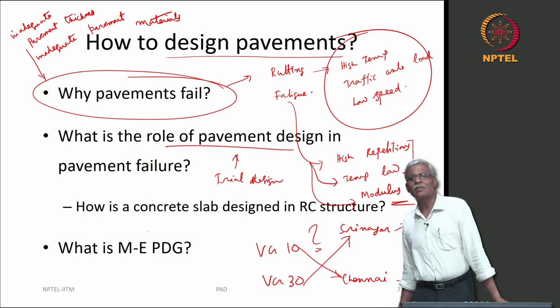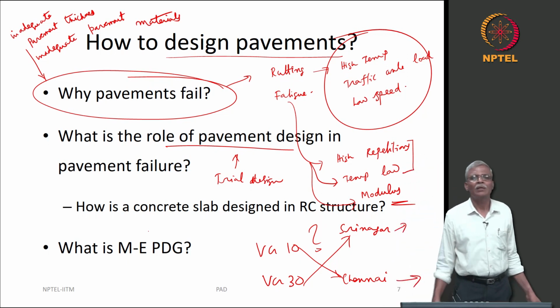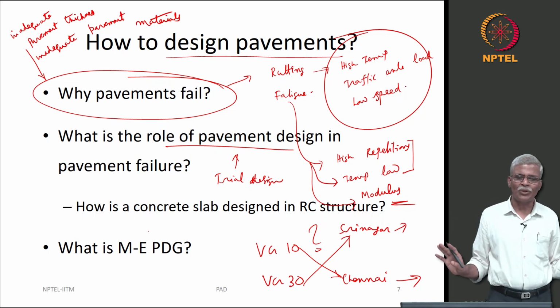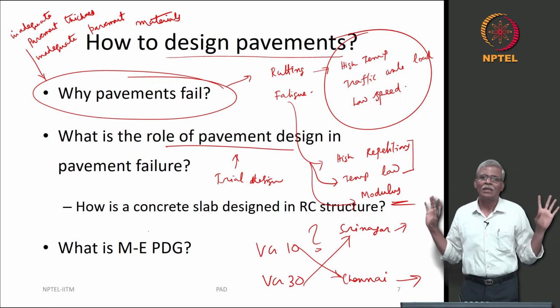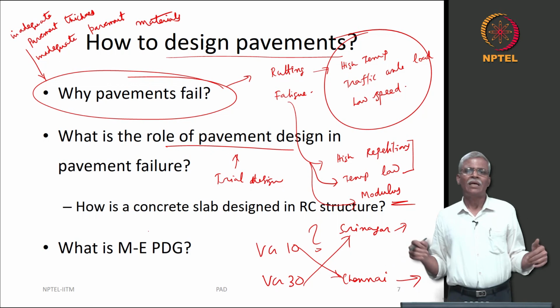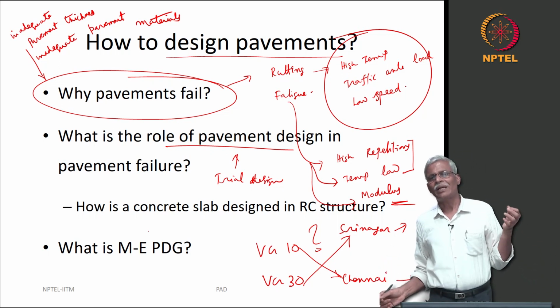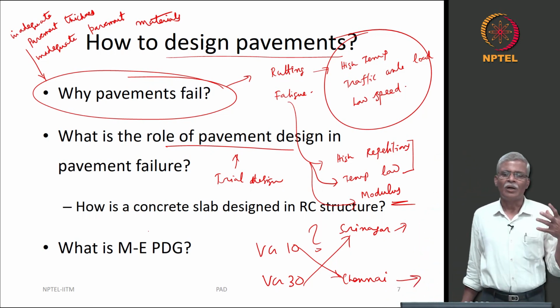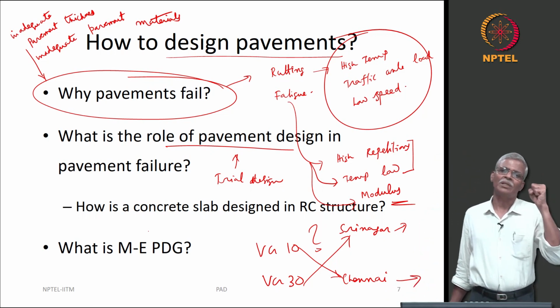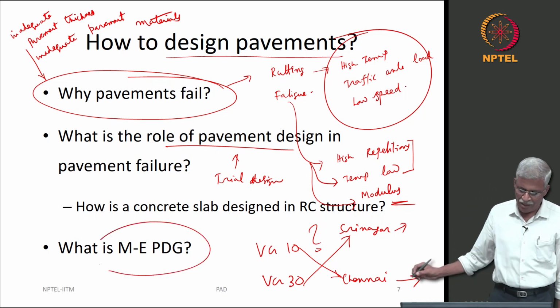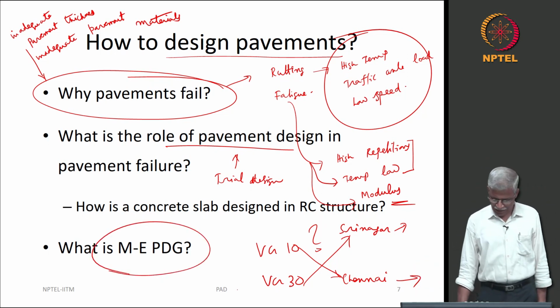So, how is a concrete slab designed in an RC structure? The design is fairly straightforward. We know what is the load that is going to come. Every possibility is taken into account. Here, that is the problem, the reliability or what exactly we can expect always comes with some kind of a statistical probability, right. So, here is where M-E PDG plays a critical role.